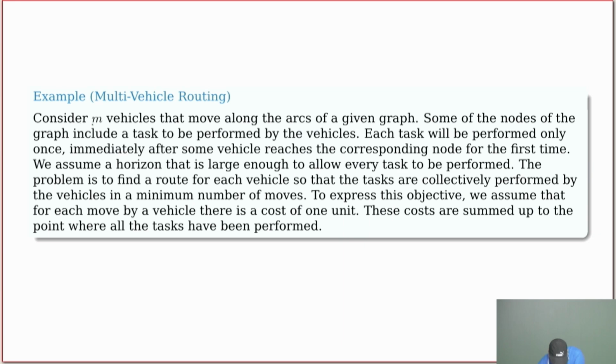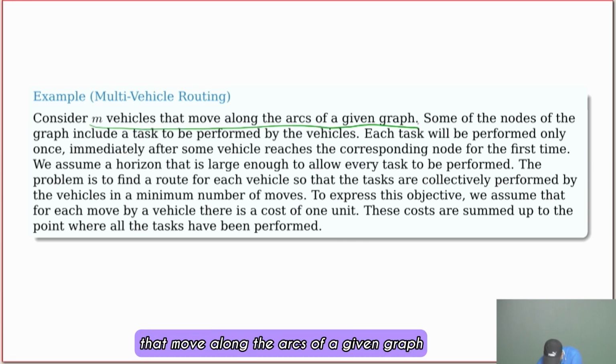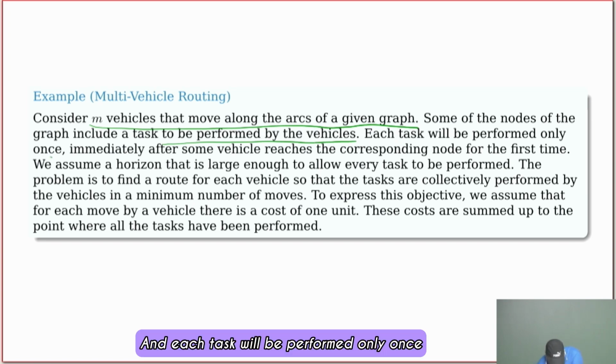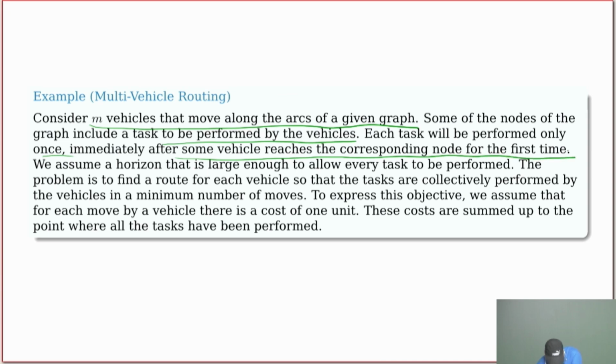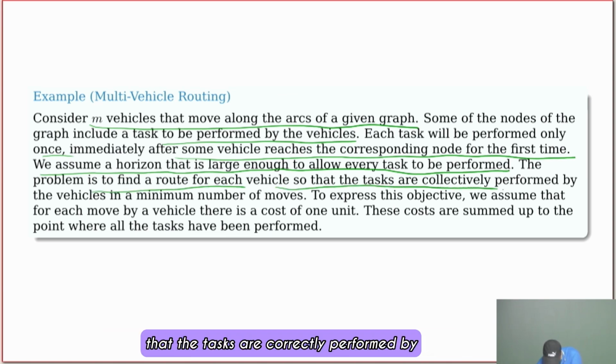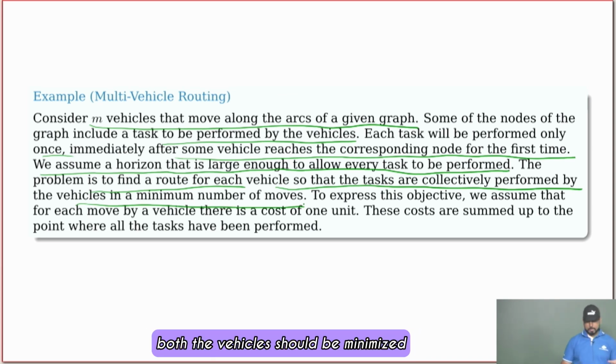So let us look into this. Consider m vehicles that move along the arcs of a given graph. Some of the nodes of the graph include a task to be performed by the vehicles, and each task will be performed only once, immediately after some vehicle reaches the corresponding node for the first time. We assume a horizon that is large enough to allow every task to be performed, and the problem is to find a route for each vehicle so that the tasks are collectively performed by the vehicles in a minimum number of moves. So overall total number of moves by both the vehicles should be minimized.